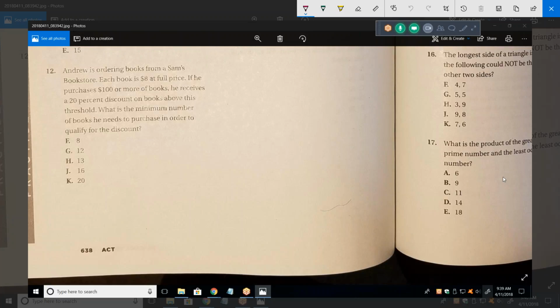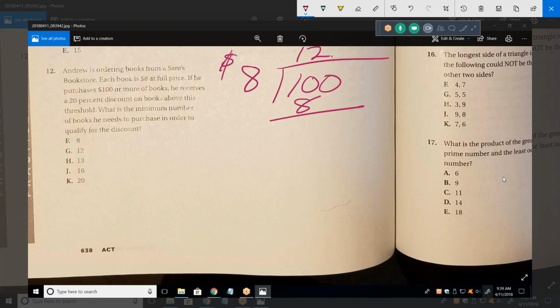So if every book is $8, how many do you have to purchase before you spend up your $100 bill? Like 12. 12.5. So how many books do you have to purchase? Excuse me, that's not a dollar sign. It's actually 8 dollars, 13 to 100 dollars. So the dollar sign disappears.